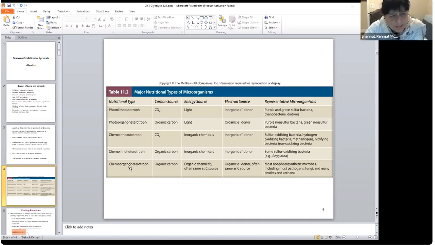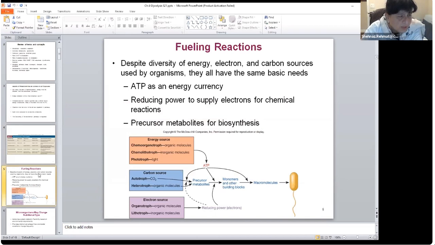Up to now, you have only studied this last group. So I'm going to expand your information on energy production by all these new different types of bacteria now. Okay, so you have only done this one. We need to move on to the others, is my idea now. Okay, so we go ahead and talk a little bit about fueling reactions.